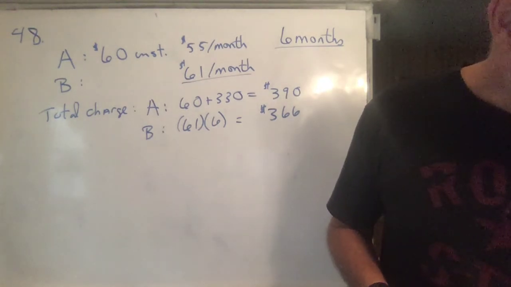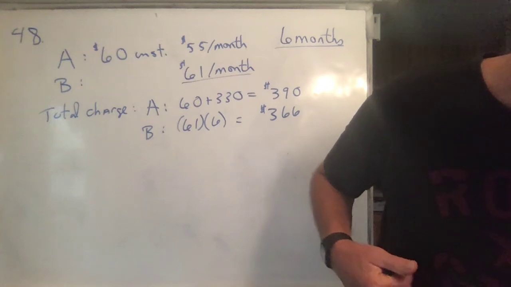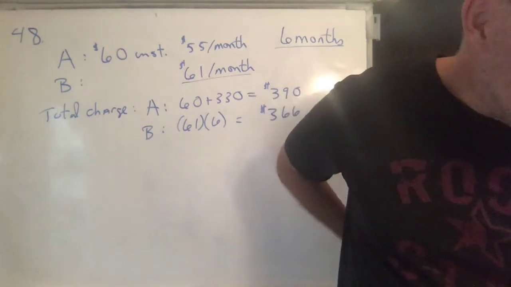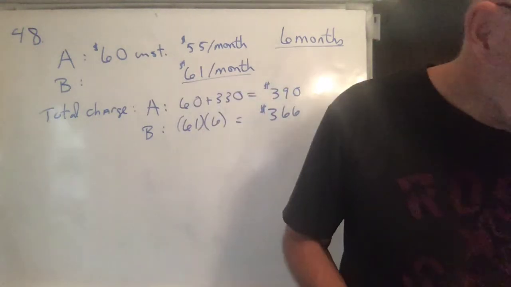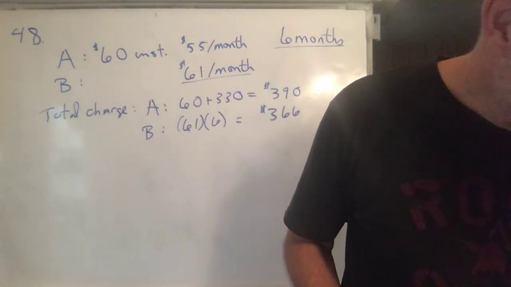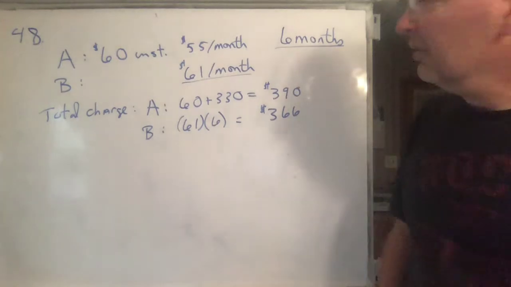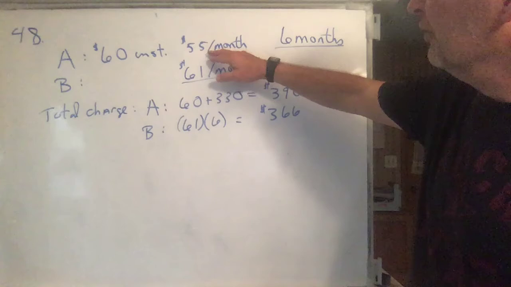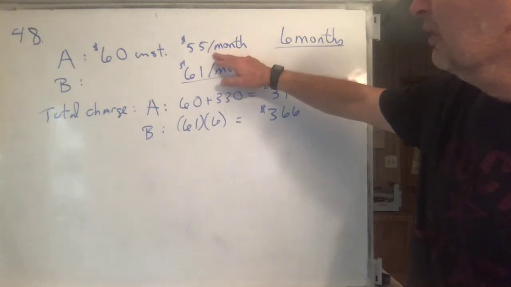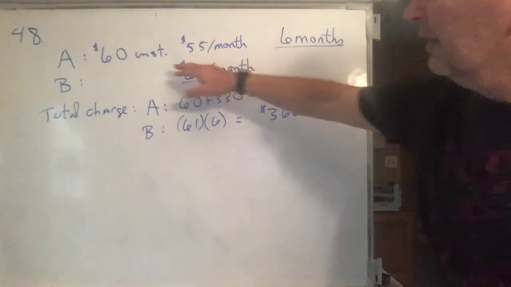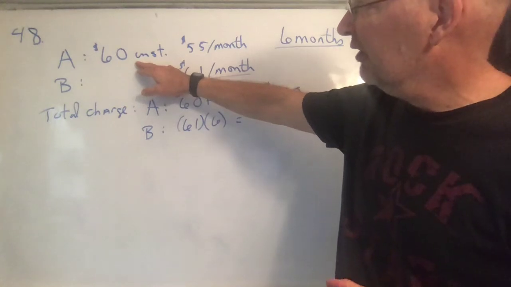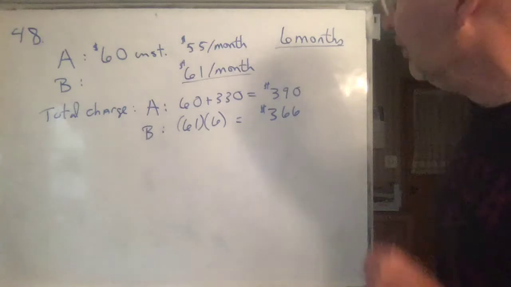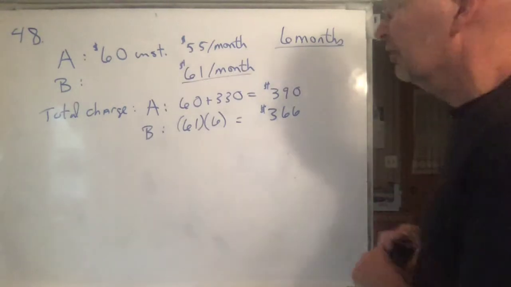Okay, but now is a problem that you couldn't do just by doing it simply like this. You want to know, after how many months will they be the same? Okay, so at some point, do you agree? At some point, this is going to end up being a better deal. If you were to stay there for 50 years, then this $60 installation isn't going to be as important as the fact that she's got that lower monthly charge.